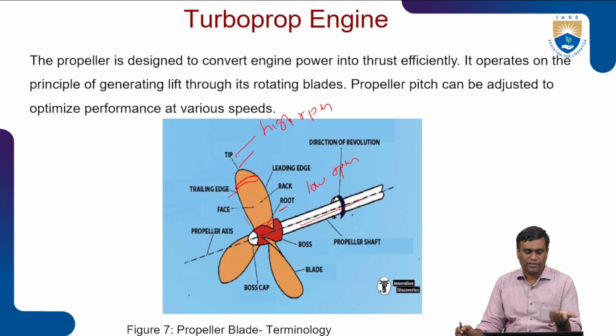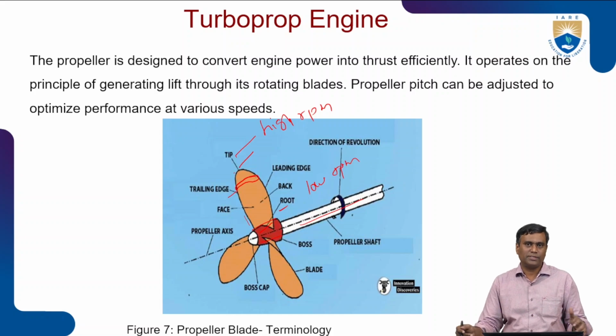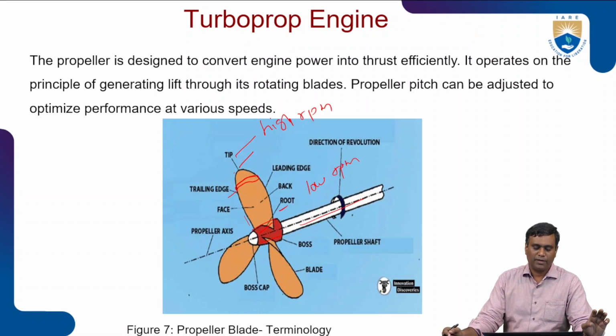This sets one kind of limitation: if the tip rotates in such a way that it is close to sonic speeds, then shock waves form, and it has to encounter aerodynamic losses, which decrease the efficiency.